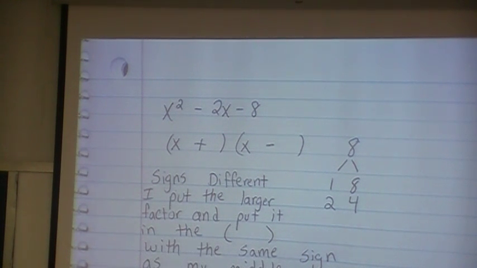Josh, did you write all this down? That's twice I've called you out about not writing down my notes.